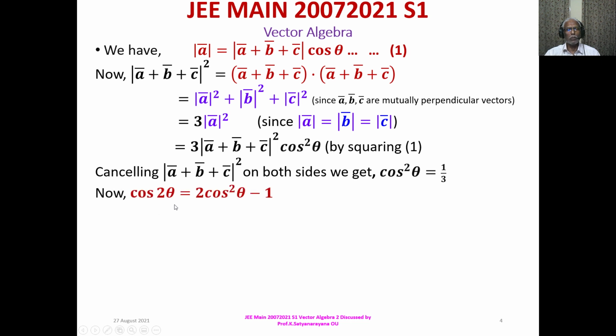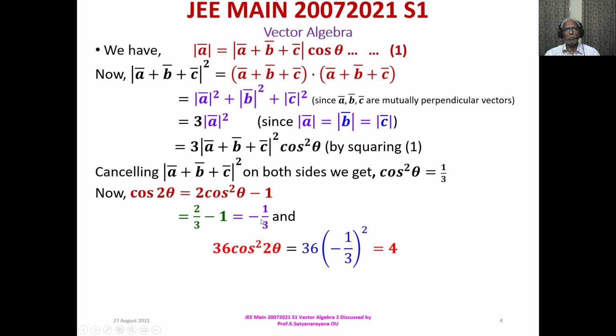We'll now find cos 2 theta is equal to 2 cos square theta minus 1, and cos square theta is 1 by 3, that is 2 by 3 minus 1. You will get minus 1 by 3. And now 36 times cos square 2 theta will be 36 times minus 1 by 3 whole square, that is 36 into 1 by 9, that is equal to 4. So that's your answer. 36 cos square 2 theta is equal to 4. The dash is to be filled with 4.